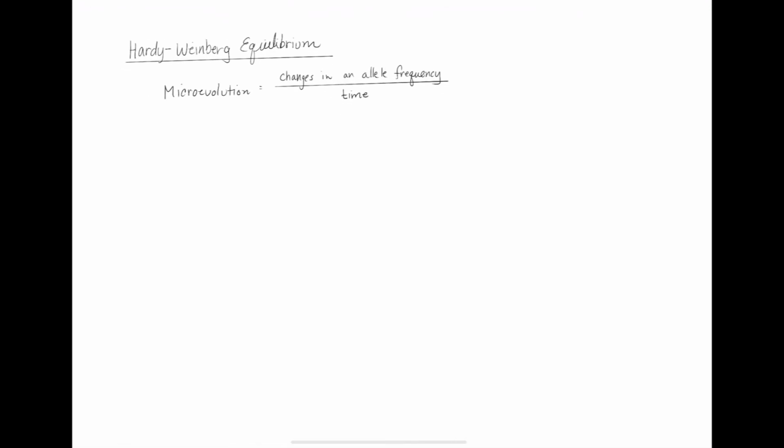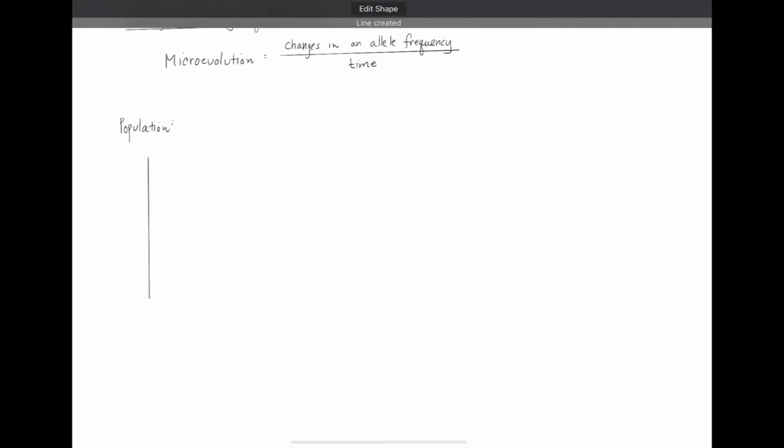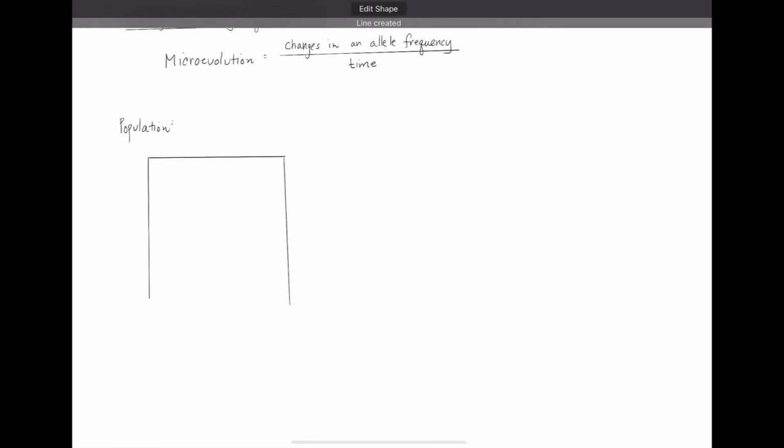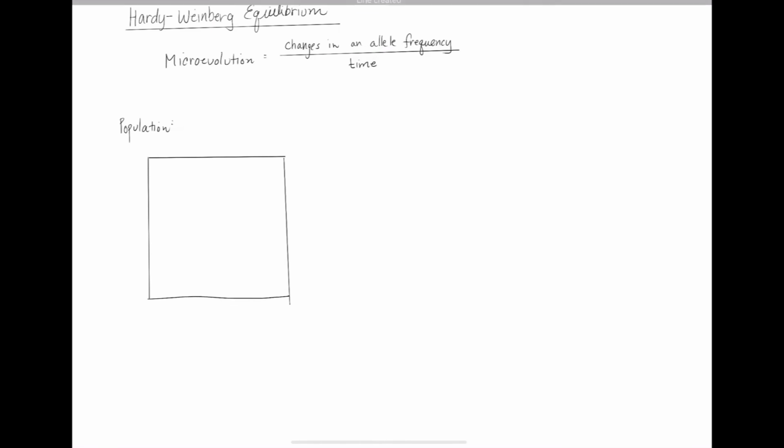So in order to see how microevolution can be modeled, we can think about something called population genetics. In population genetics, instead of looking at the genotype of any given individual, we might be looking at the allele frequencies of the entire population as a whole. So we're not going to be paying attention to any given individual, but looking at all of the alleles that exist in the population. So how do we do that?